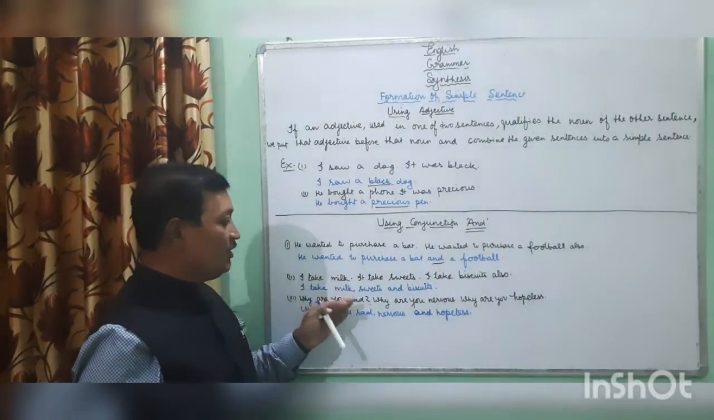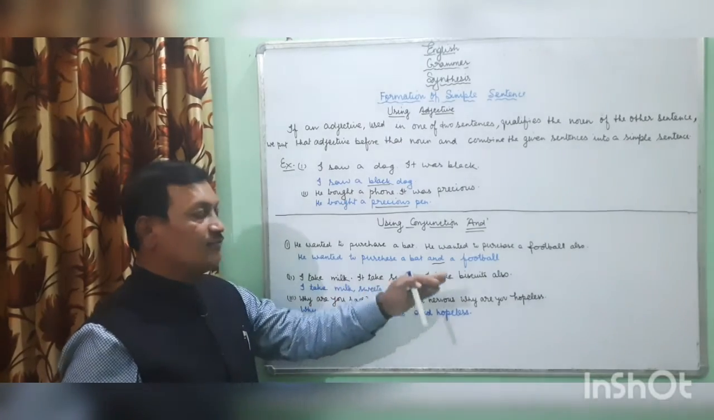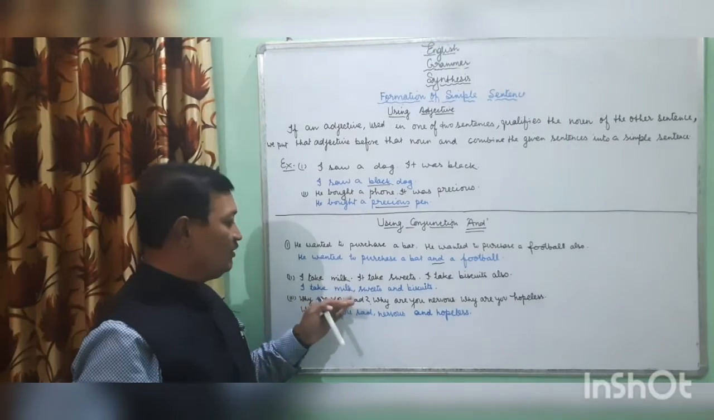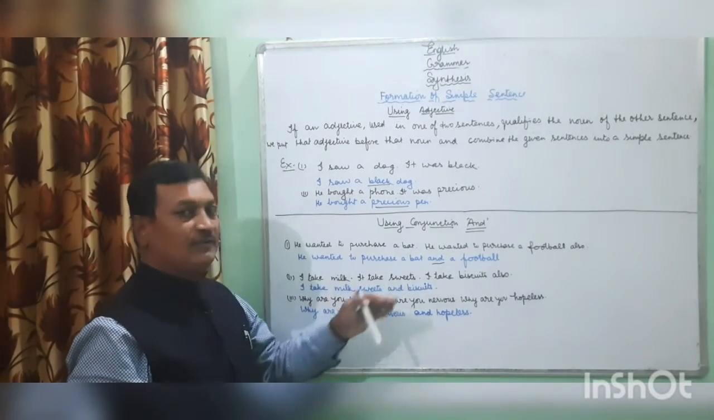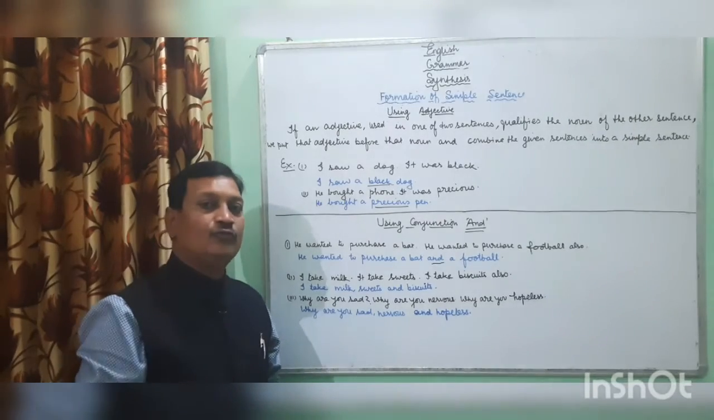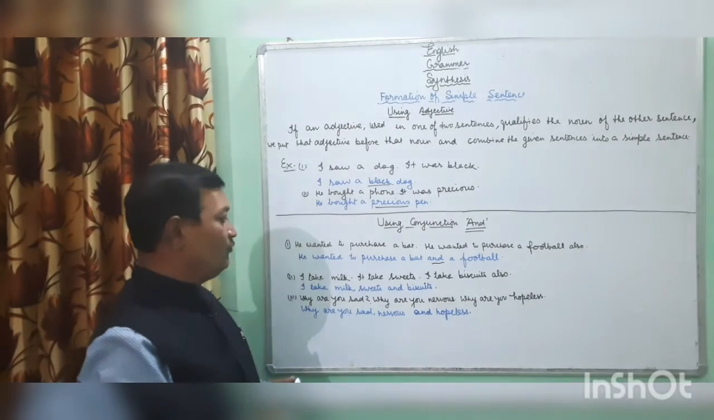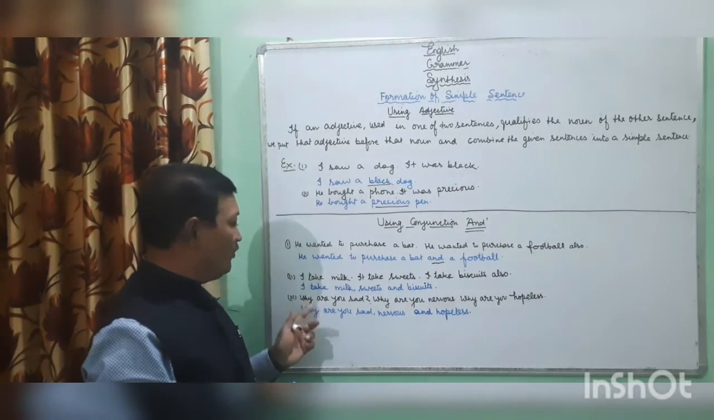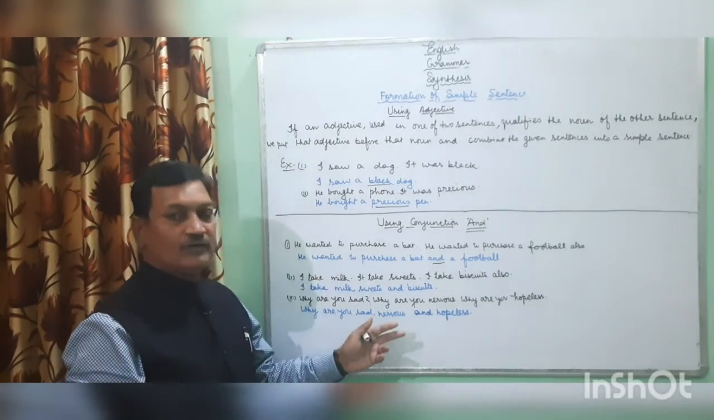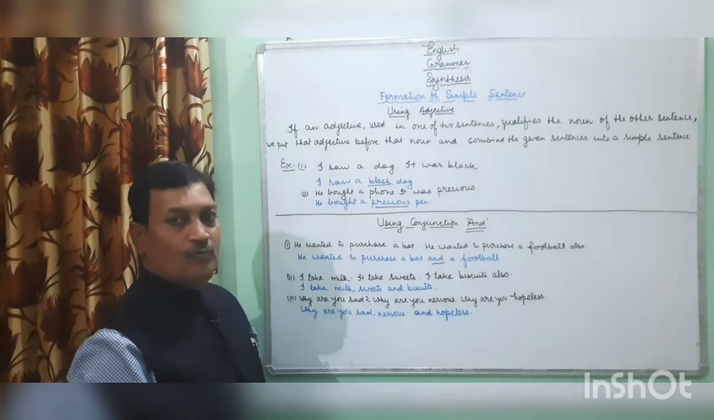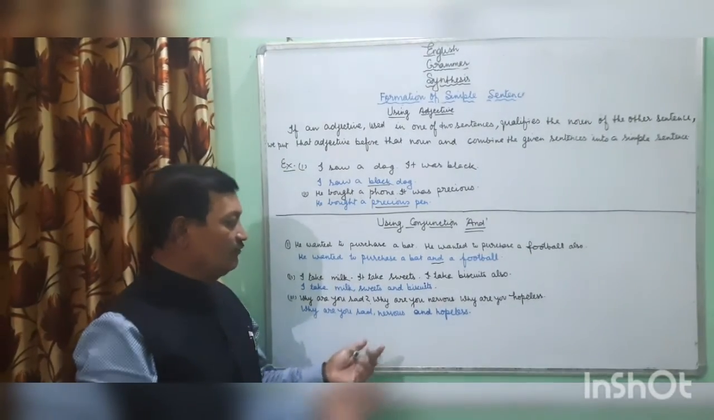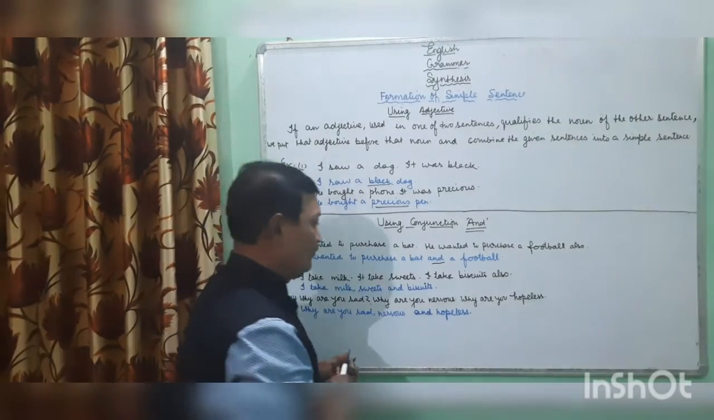I take milk, I take sweets, I take biscuits also. Let's connect. I take milk, sweets and biscuits. Okay, if we have to connect more than two words with the help of and, we use a comma between the first two words. Why are you sad? Why are you nervous? Why are you hopeless? Let's connect. Why are you sad, nervous and hopeless?